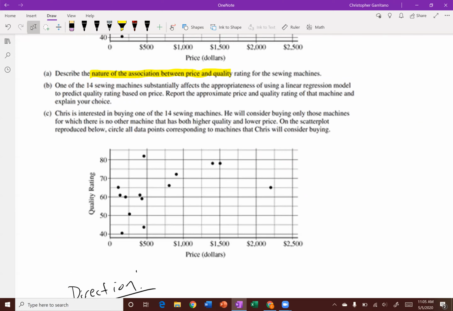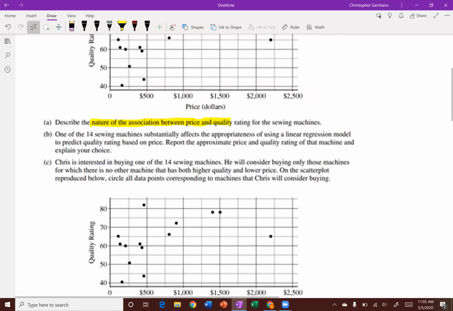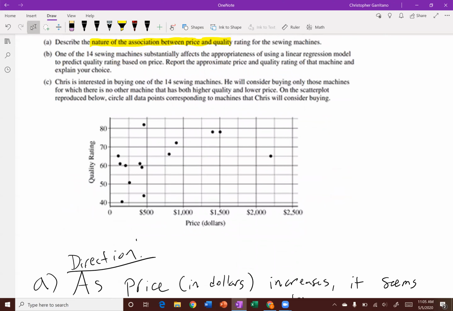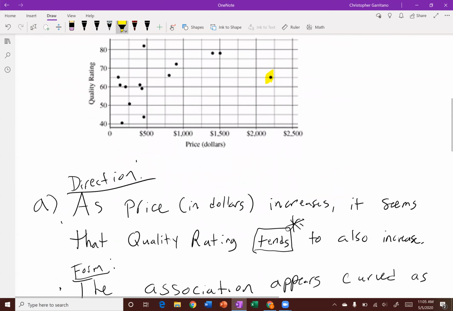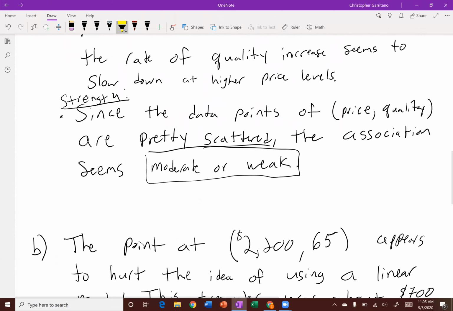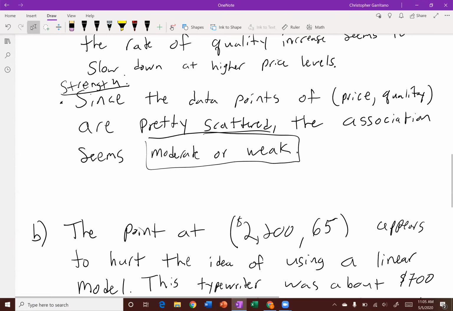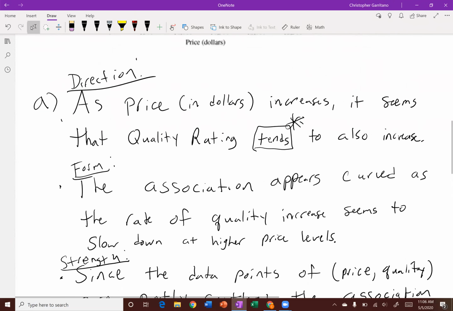Okay, so we basically have to pick an influential point. We have to explain why we chose that point. I think it's fairly obvious looking at, I mean, these are identical scatter plots, so it's fairly obvious looking at the scatter plot. This is the guy that they're referring to. All right, so first off, let's get an approximate set of coordinates. So I wrote that the point at $2,200, 65 quality appears to hurt the idea of using a linear model.